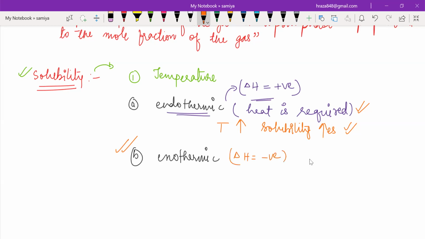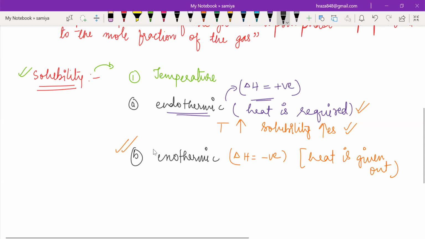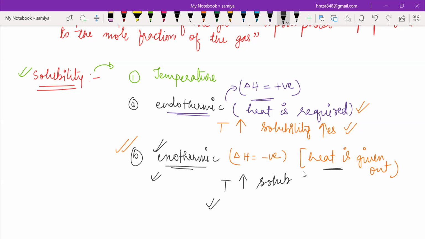Also, if you are going for an exothermic process, that means delta H is negative, the change in enthalpy, and heat is given out of the system. That means heat energy is already too much here, that's why it is releasing heat. If you increase the temperature, you indirectly give it heat energy that it doesn't want. So solubility here decreases.